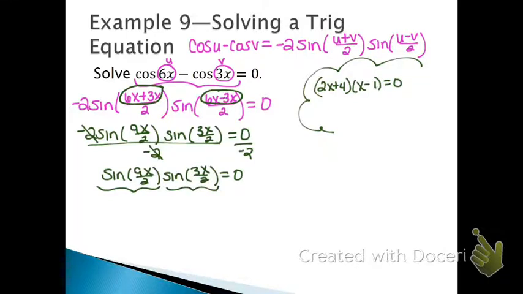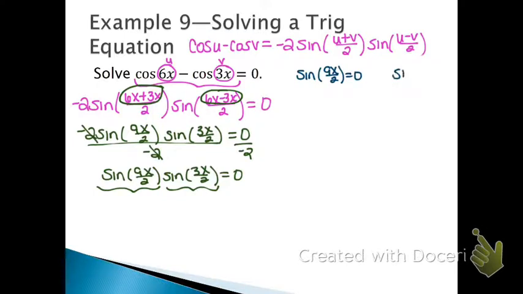All right, I'm going to erase my little think bubble so I have extra room. So we're going to take sine of 9x over 2, set it equal to 0, and sine of 3x over 2, and set it equal to 0. Now in this problem, are we restricted? No. So this is our plus 2 pi n, right? Correct.